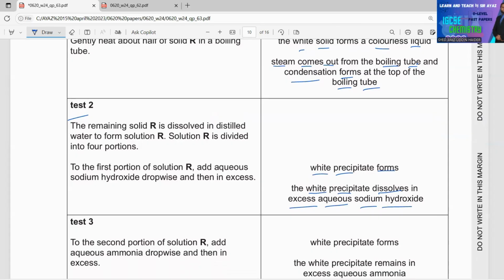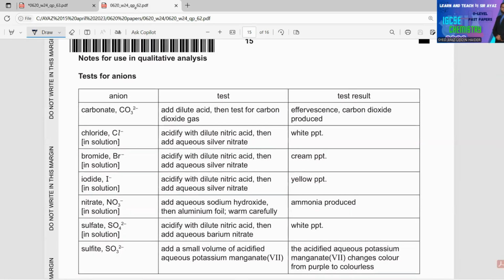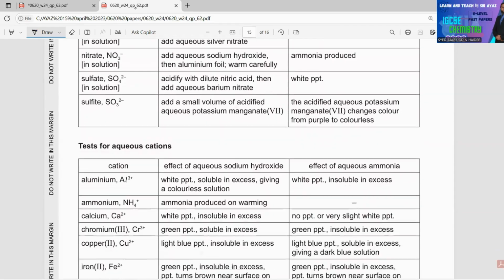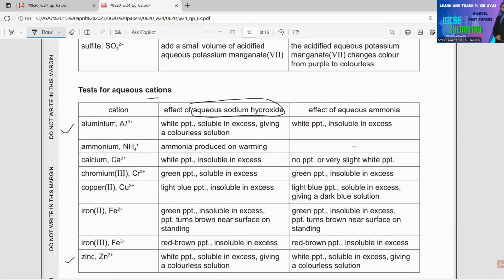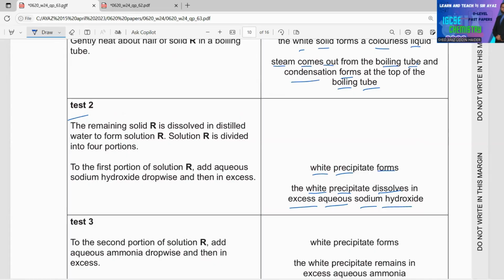Now this must be the test for positive ion. As they are saying, white precipitate, it's soluble in excess of sodium hydroxide. If you look at the list for cations or positive ions, here's the list. With aqueous sodium hydroxide, we have Al3+ and Zn2+. These are the ions that form white precipitate and they are soluble in excess, giving a colorless solution. So for your convenience, I'm writing down the name of these ions here. We have Al3+ or Zn2+.